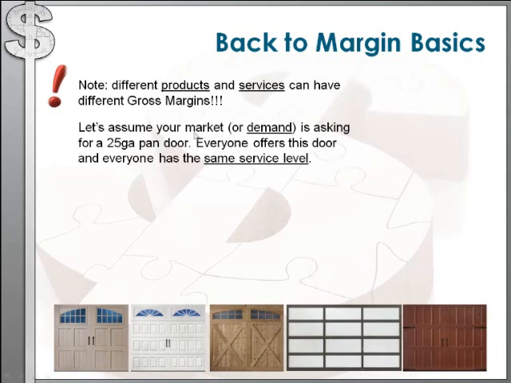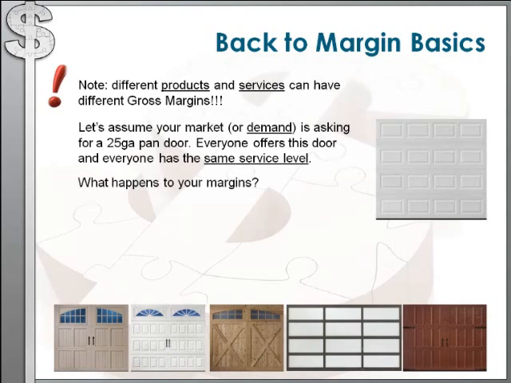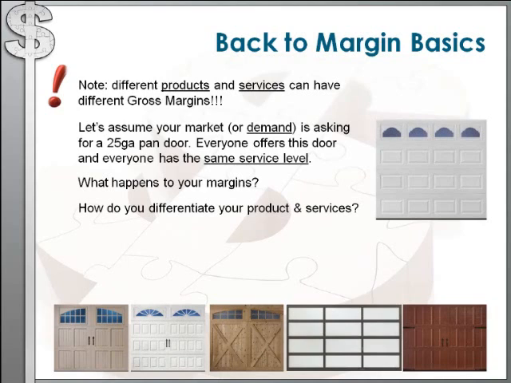In this example, let's assume that your market or demand, your customers are asking for a 25 gauge pan door. Everyone offers this same door and everyone has the same service level. So what do you think is going to happen to your margins? Well, they're going to be squeezed. So in order to try and earn a higher profit level, you need to differentiate your product and your services.